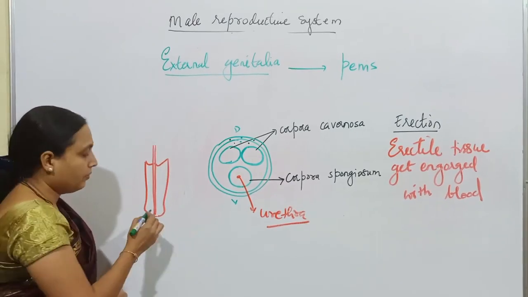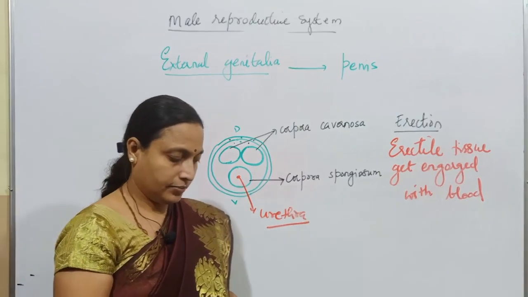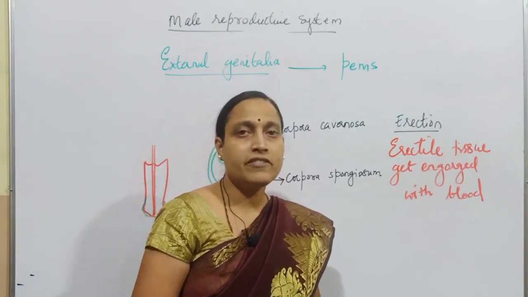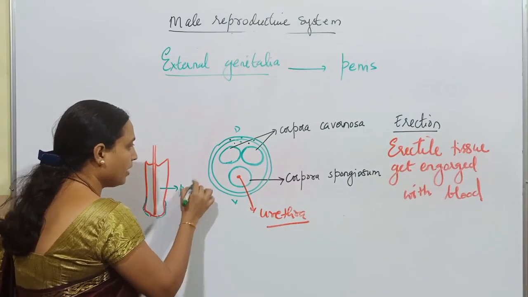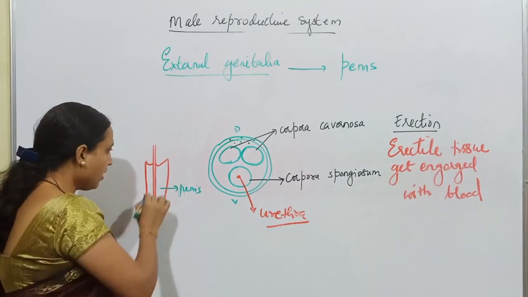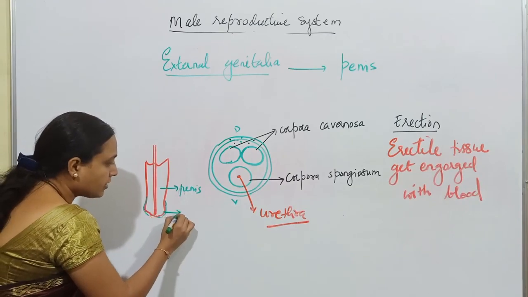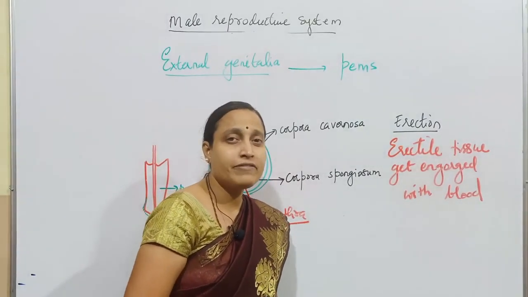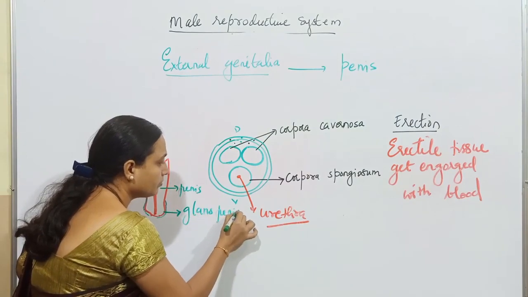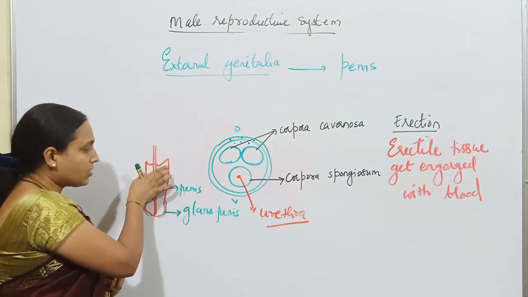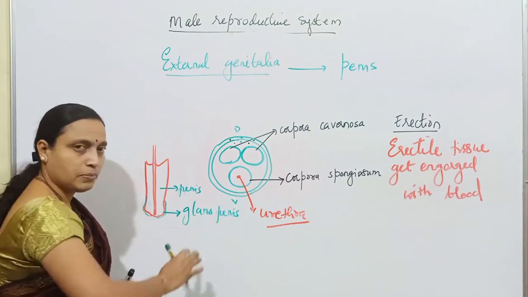The penis is covered by a thin skin. Here the urethra passes at the center of the penis, and three erectile tissues are present. The urethra opens at the urethral meatus. The penis is swollen at the tip, and this swollen end is the most sensitive part and is called the glans penis.